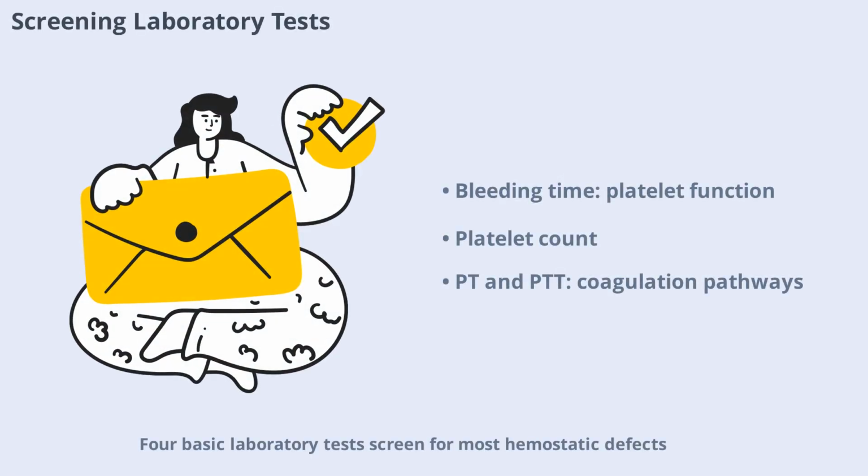Four basic laboratory tests screen for most hemostatic defects: bleeding time, platelet count, prothrombin time (PT), and partial thromboplastin time (PTT). Bleeding time assesses platelet function, while platelet count measures the number of platelets. PT screens the extrinsic and common coagulation pathways, and PTT screens the intrinsic and common pathways. Abnormal results guide further testing and management.